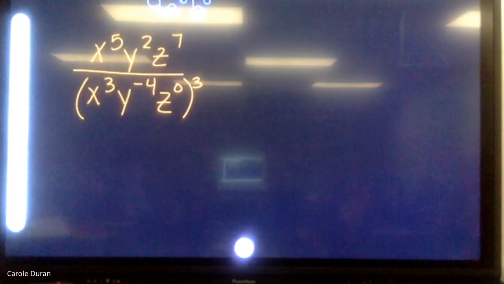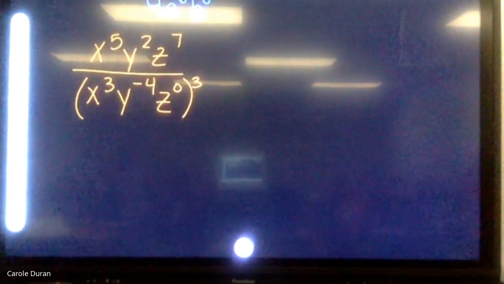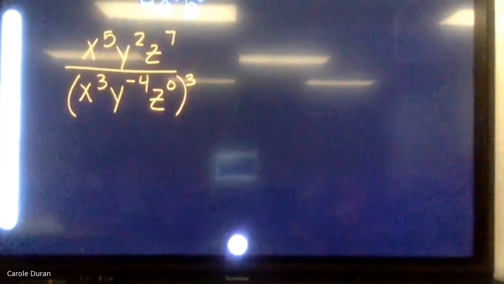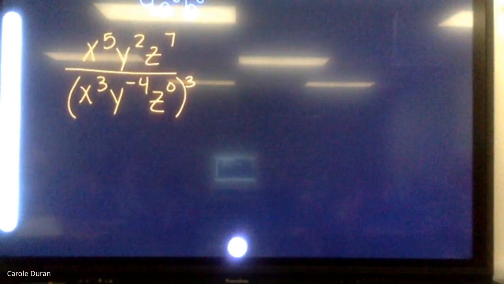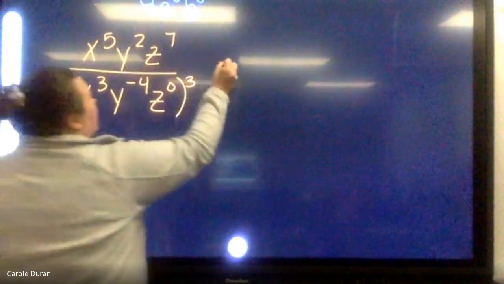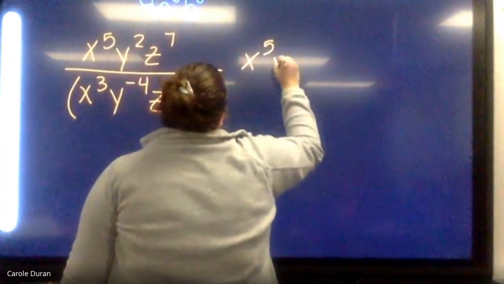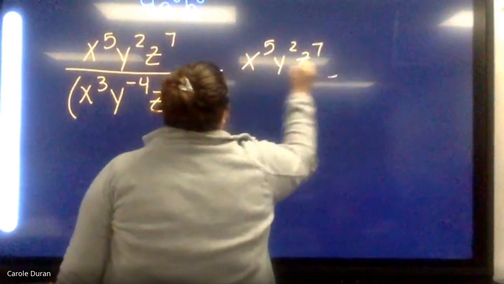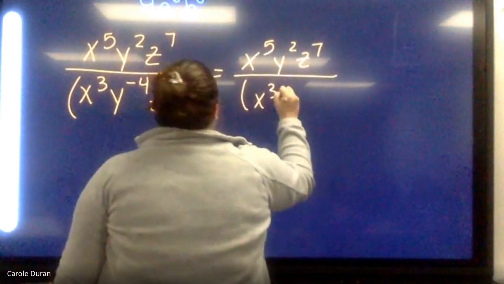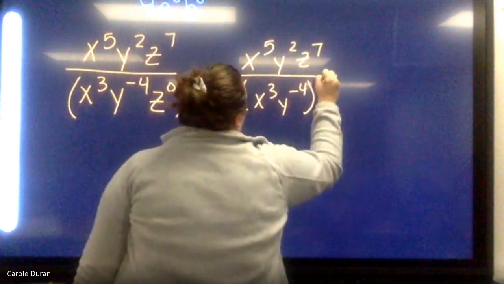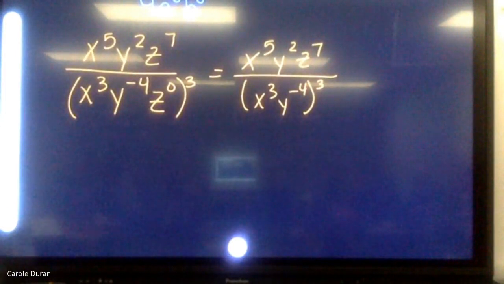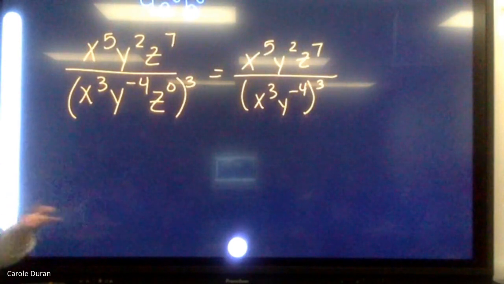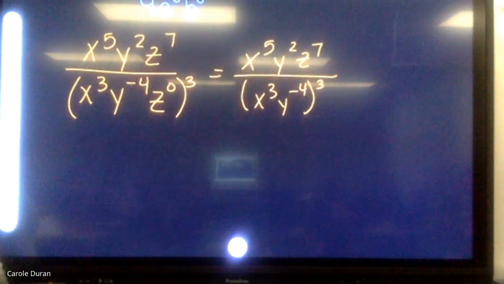Everyone have it written? What is the first thing we don't like? The zero. Z to the 0 is what? 1. So this is the same as having x to the 5, y squared, z to the 7 over x cubed, y to the negative 4, all cubed. It just goes away. We just lose it because 1 times anything is just that thing.